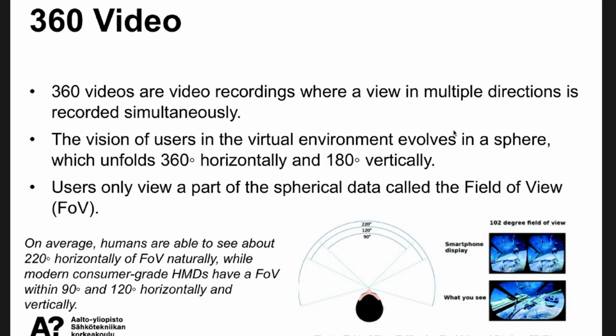And I think here you can also see from the bottom, there is a picture to show what a field of view actually is. And then on the top, there is a smartphone display. So this is like, for example, you put the phone into a gear and that is what is displayed on the smartphone. But at the bottom, that is what you actually see. I mean, your brain can see it this way.